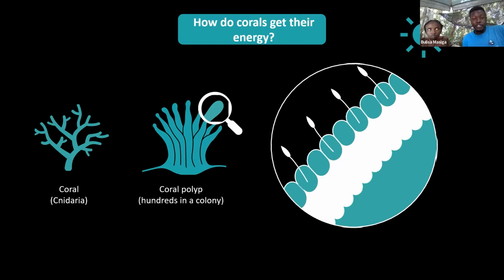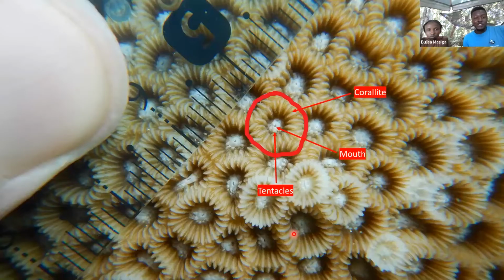I personally think that symbiotic relationship is quite interesting and unique. Here's a more close-up picture of what we just talked about. Yeah. As we see here, the corallites, or the calcium carbonate skeleton, surrounds the polyp. Yeah. We see the opening there, which is its mouth, and we see tentacles. If we look very closely, we can see the tentacles actually surrounding the opening.